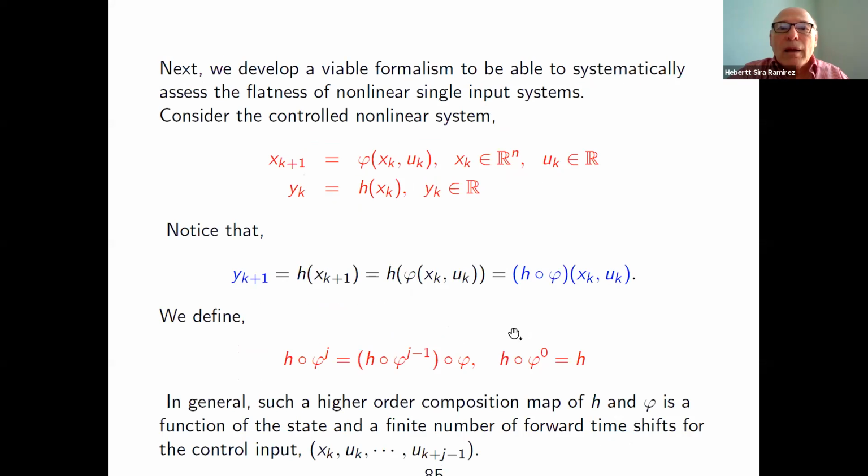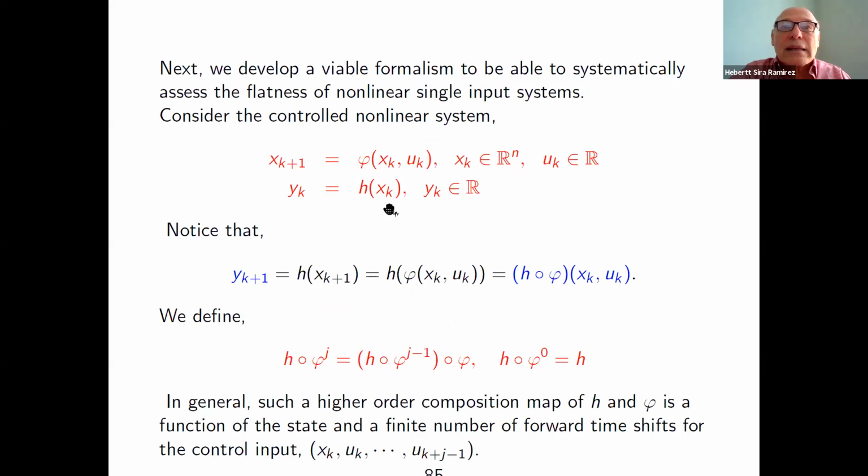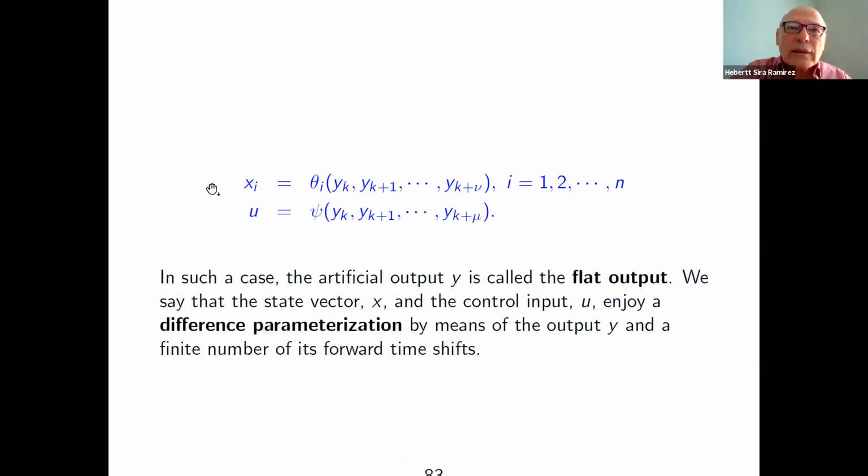So what we want to develop is a formalism to be able to systematically assess flatness of nonlinear single-input, single-output systems. For that, we will just repeat the concept of relative degree, but push it to the limit of a flat output being a relative degree n function. The fact that the flat output will be a relative degree n output is equivalent to the possibility of differentially or difference parameterizing the states and the input in terms of that output alone.